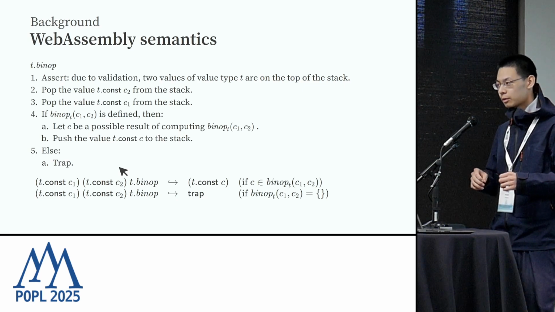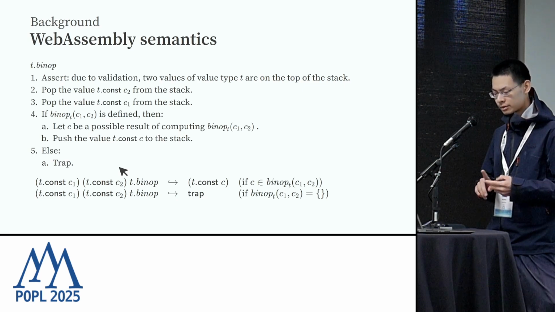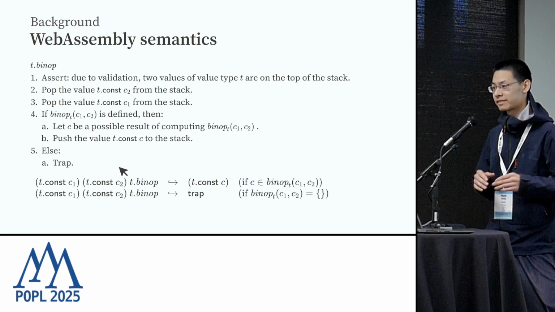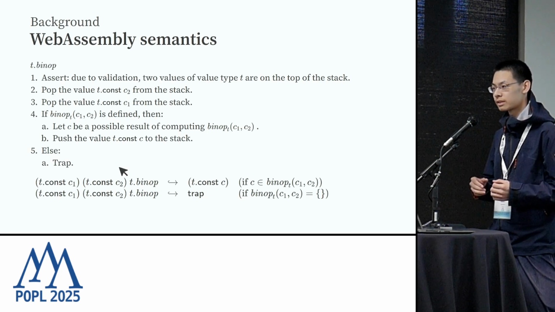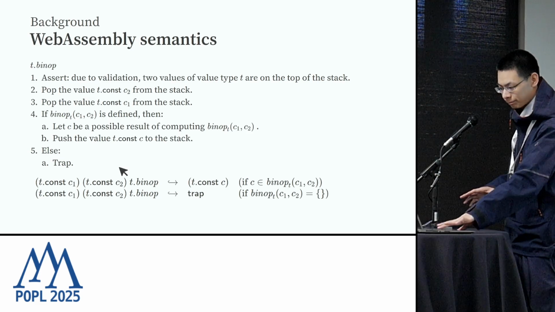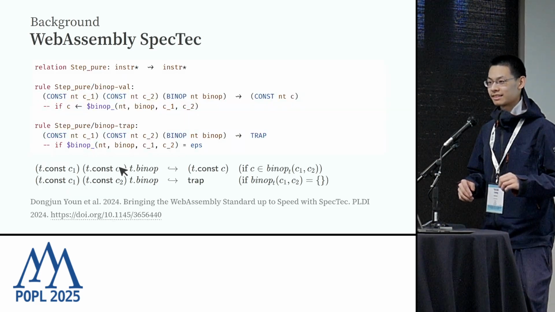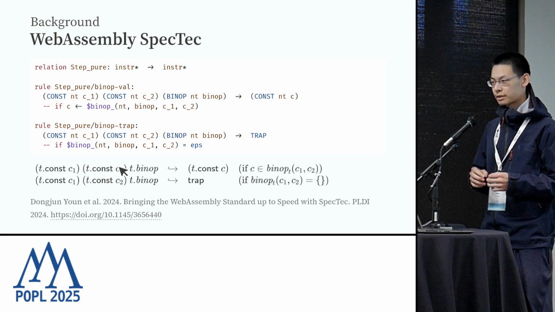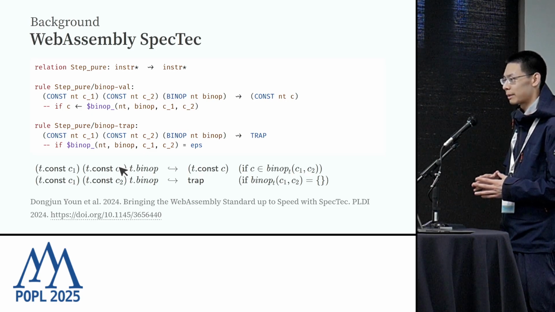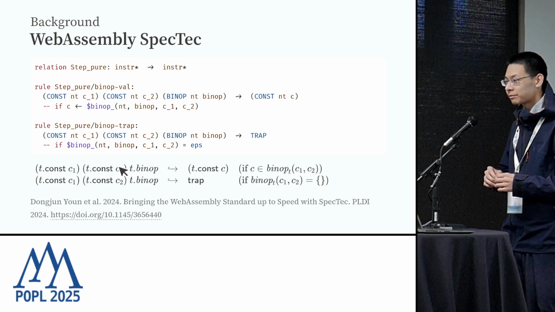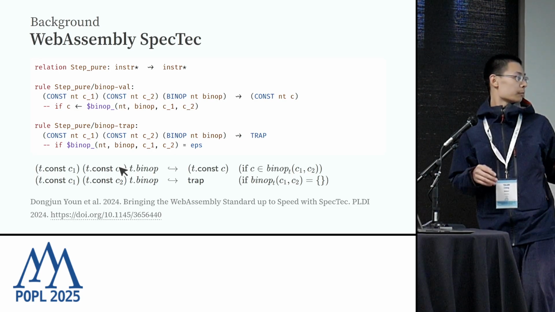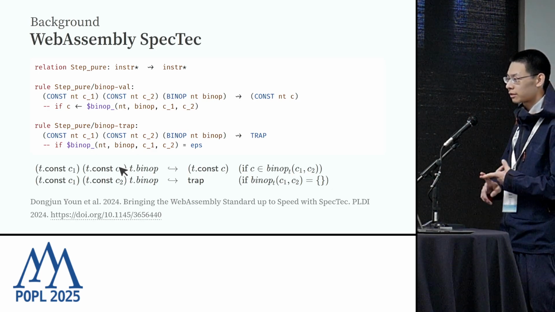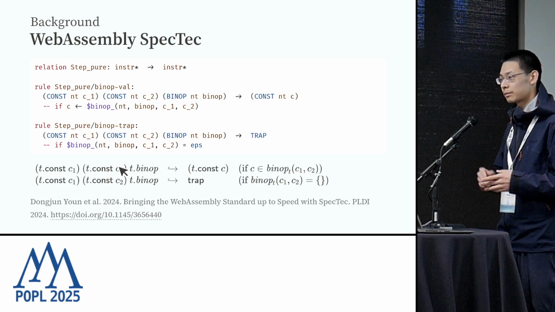So as we can see, each instruction in WebAssembly has an algorithm in the algorithmic version of the specification, but it can have multiple rules in the declarative version. Okay, and let's enter SpecTec. SpecTec is a tooling that allows us to write the declarative version of the specification in text. And then we can translate the text specification to both the declarative version and the algorithmic version automatically.